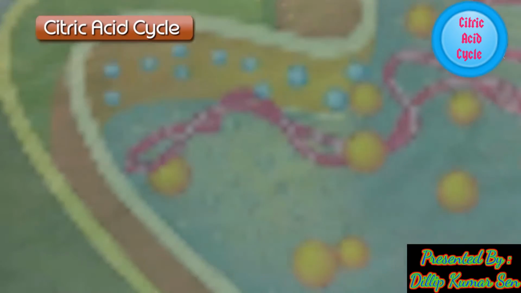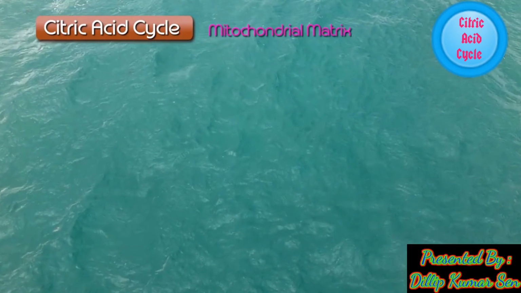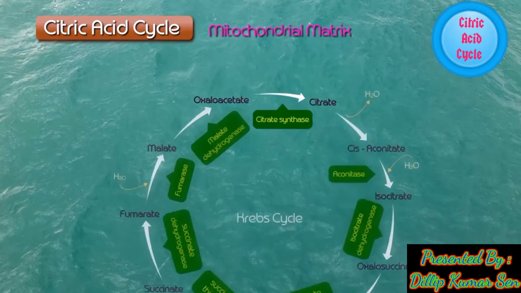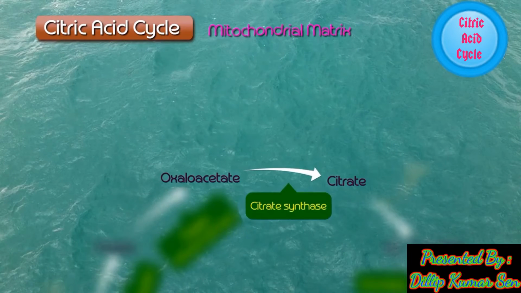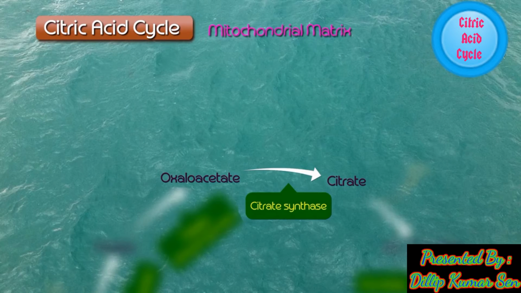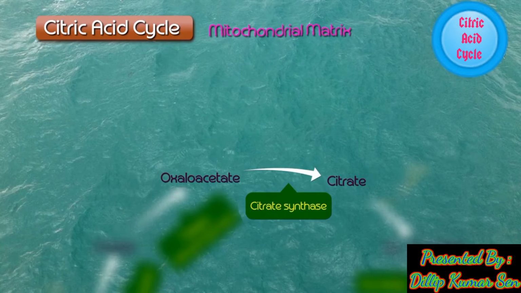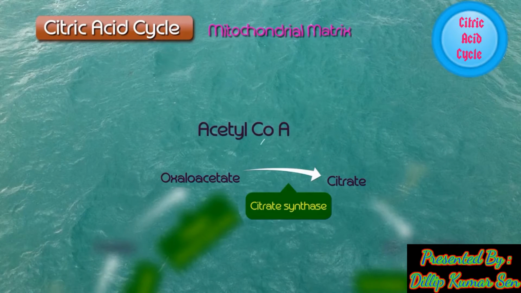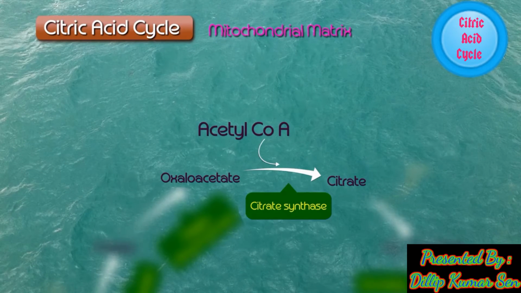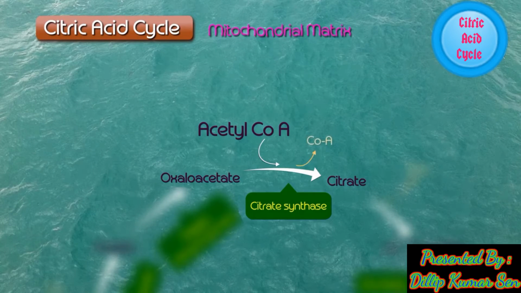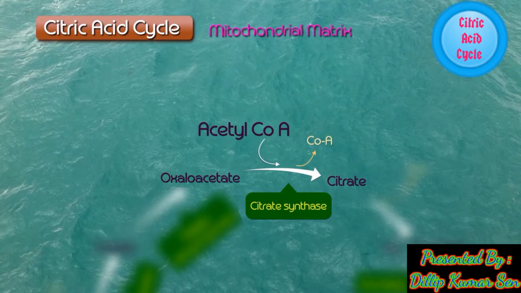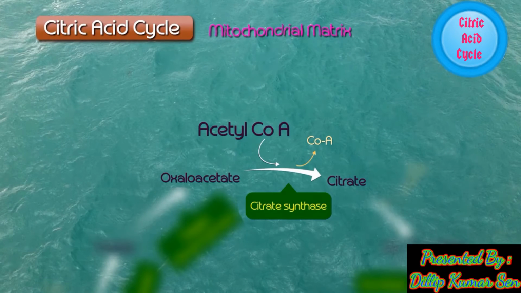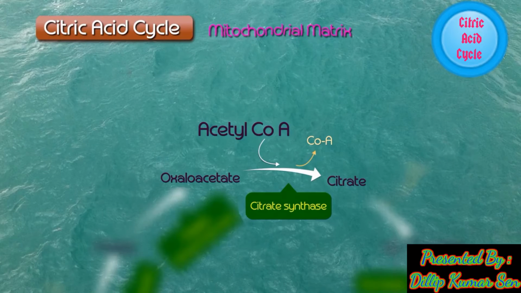So here the citric acid cycle, or the Krebs cycle, takes place in the mitochondrial matrix. Citrate synthase is the enzyme that catalyzes the transfer of the 2 carbon acetyl group from acetyl CoA to oxaloacetate, forming the 6 carbon molecule in the first reaction called citrate.